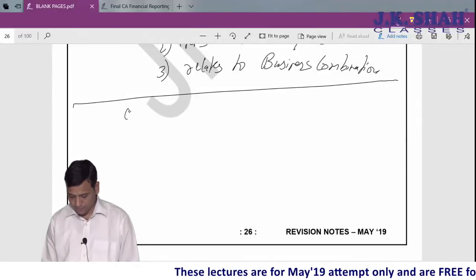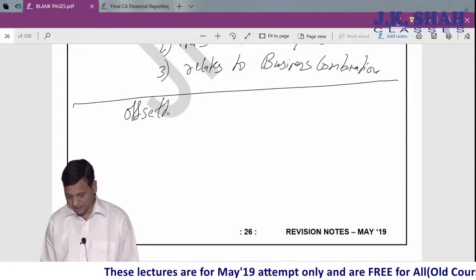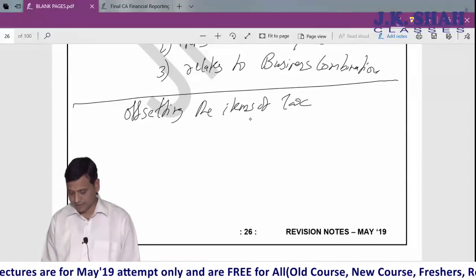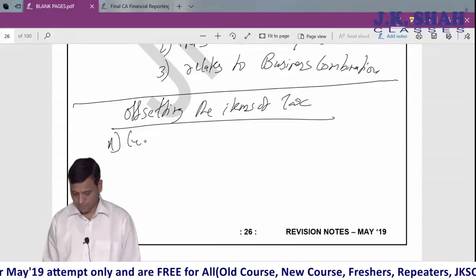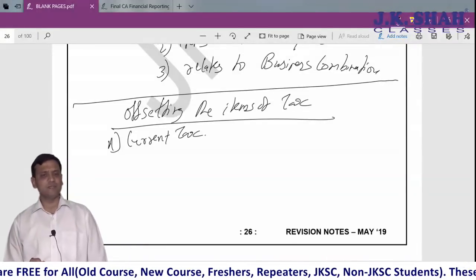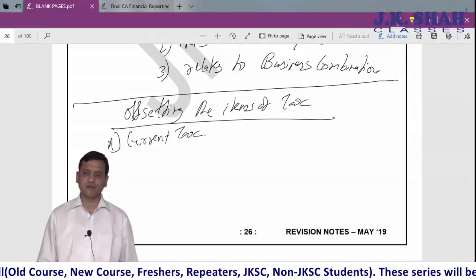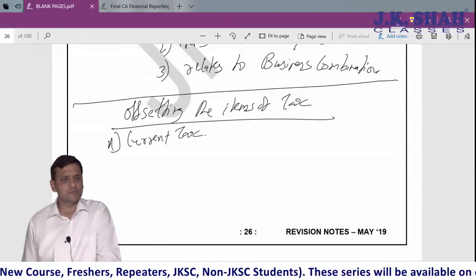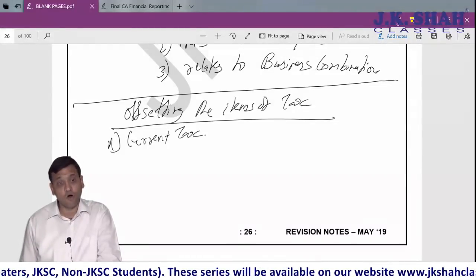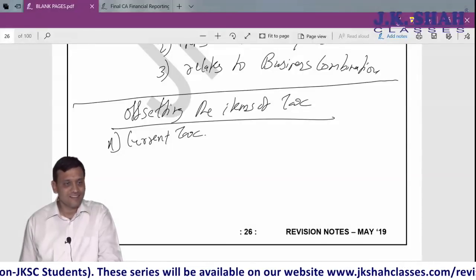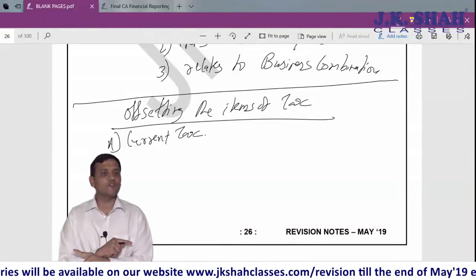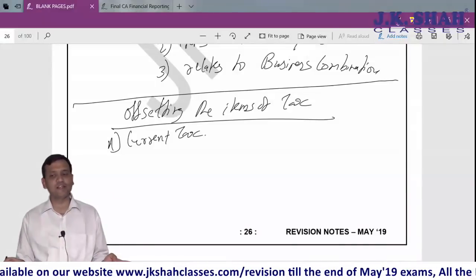Now, offsetting the items of tax. Current tax item. Offsetting means in balance sheet, when you are going to present current tax item. What is a current tax item in balance sheet? Provision for tax. And related item is nothing but advance tax or TDS. They are related items. So can they be offsetted? Can you knock off one against the other? Can you offset those items?